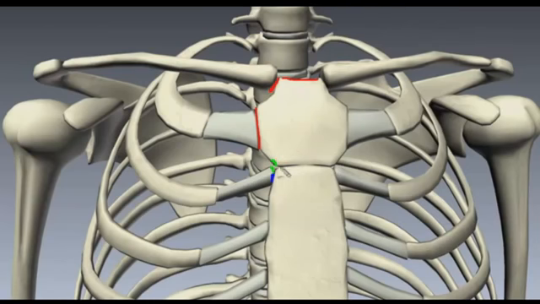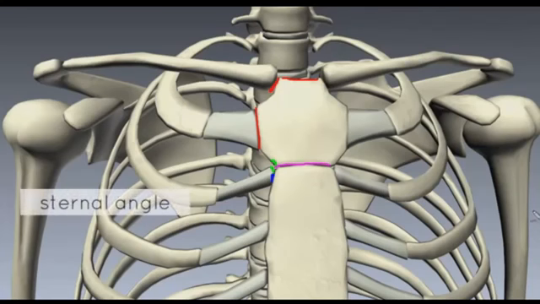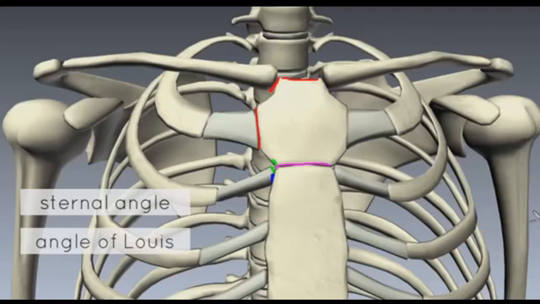And importantly, where the manubrium meets the body of the sternum, you get this angle called the sternal angle. And this angle is often called the angle of Louis, and it's an important anatomical landmark. So I'll do another tutorial which talks about the important structures that can be found at this sternal angle. So the sternal angle lies at the level of the intervertebral disc between thoracic vertebra T4 and T5.